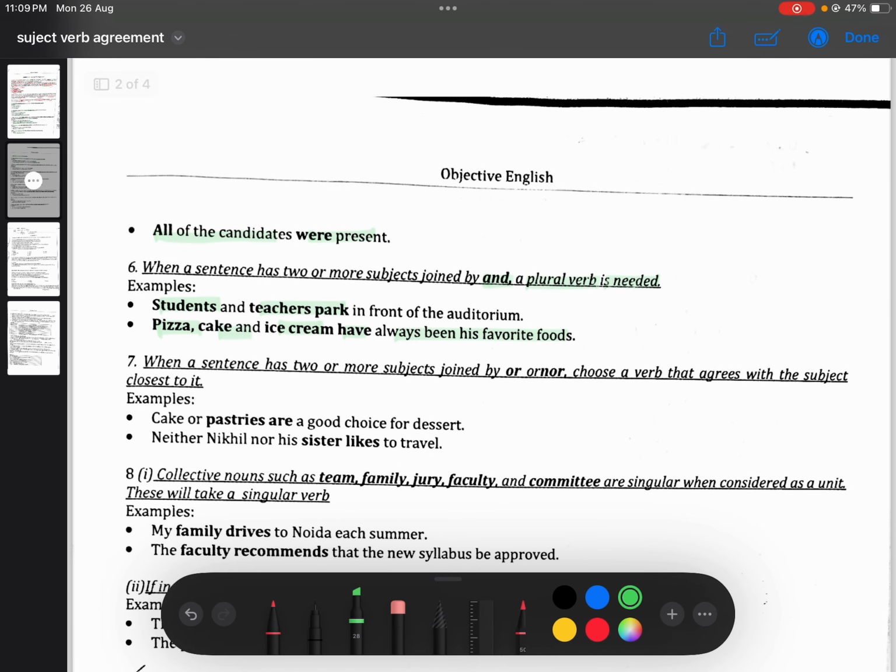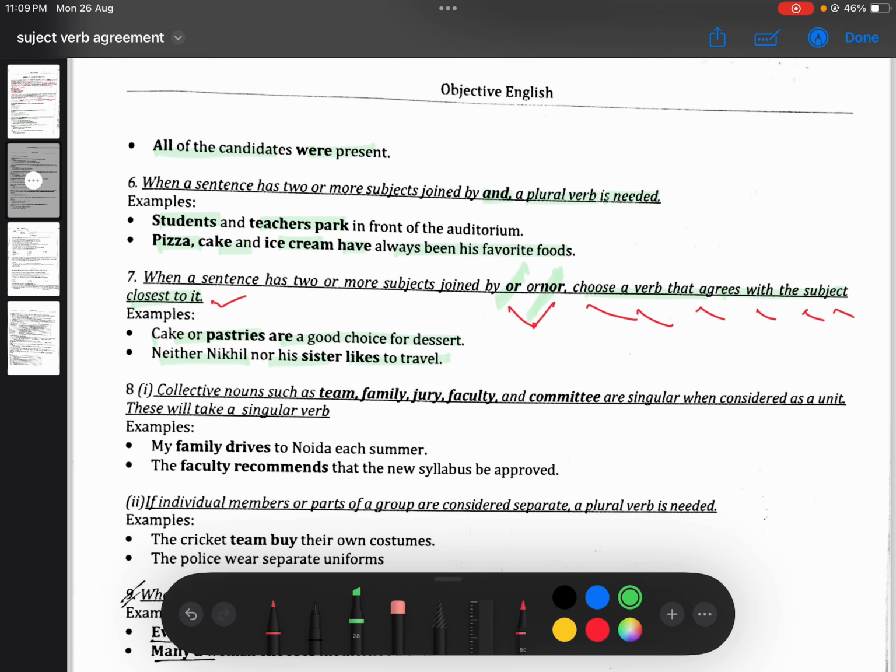Next rule, when a sentence has two or more subjects joined by or or nor, choose a verb that agrees with the subject closest to it. Cake or pastries are good choice for dessert. Neither Nikhil nor his sister likes to travel. So here, if nor or or is there, choose a verb that agrees with the subject closest to it.